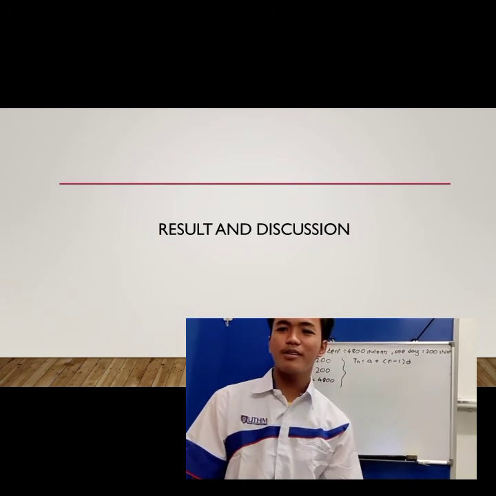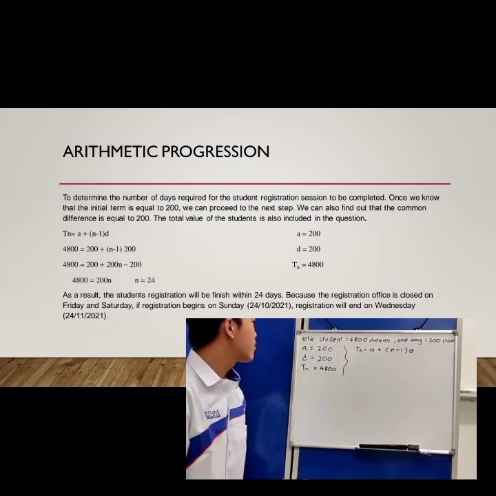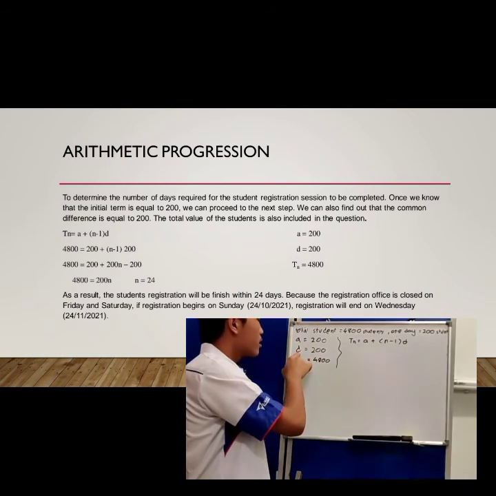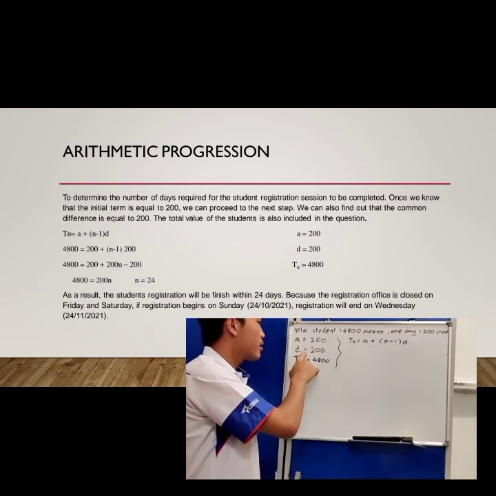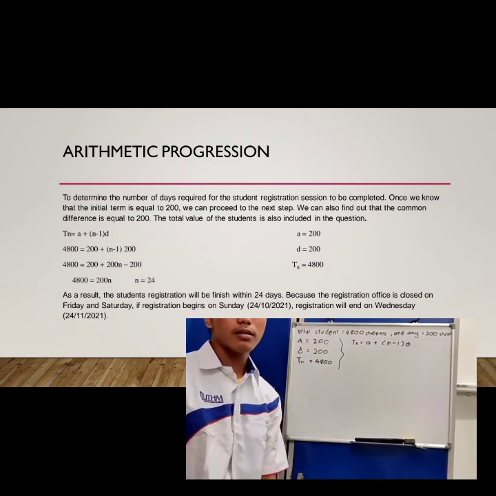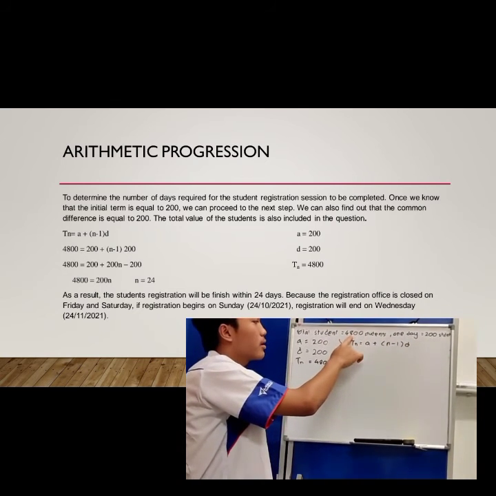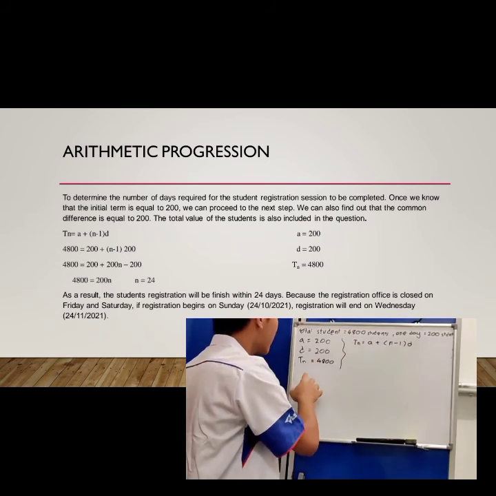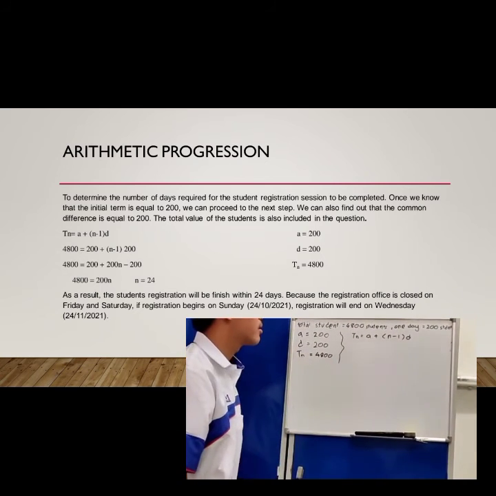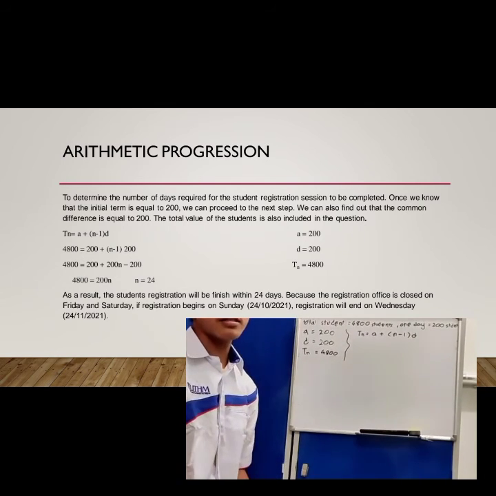Today I will present the result and discussion. The question gives us the value of the first term, a, equal to 200, and the common difference, d, is also equal to 200. The total number of students is 4,800, so we can assume Tn is equal to 4,800. So we can find the number of days of registration.